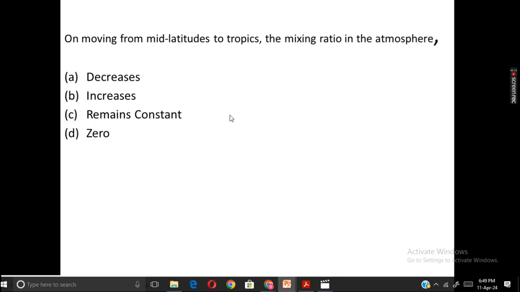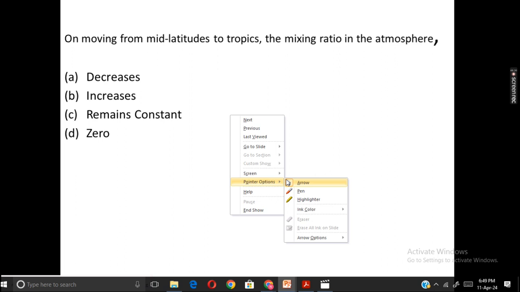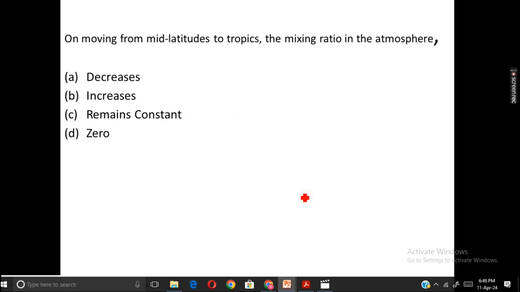So now the next question. On moving from mid-latitude to tropics, the mixing ratio in the atmosphere. What happens to the mixing ratio in the atmosphere? So we are moving from mid-latitude. So if you guys remember, we have discussed this before.